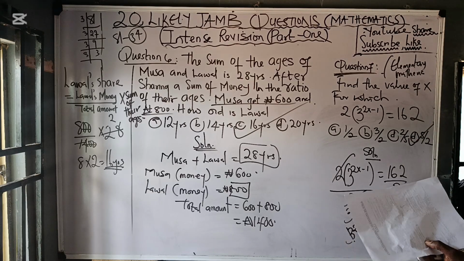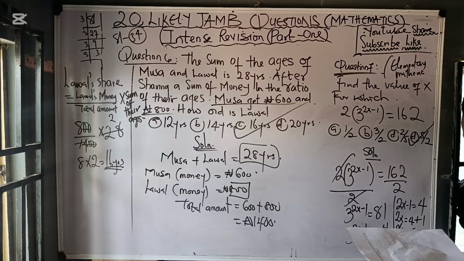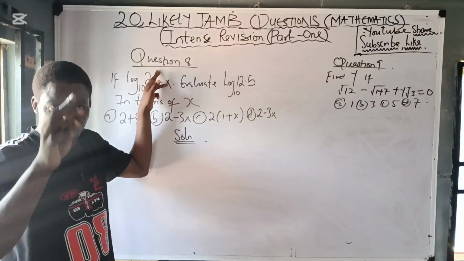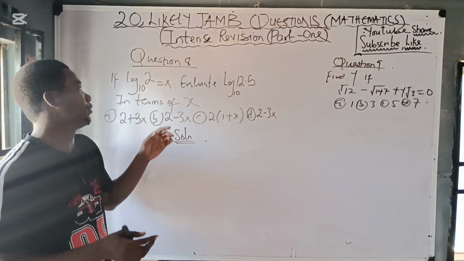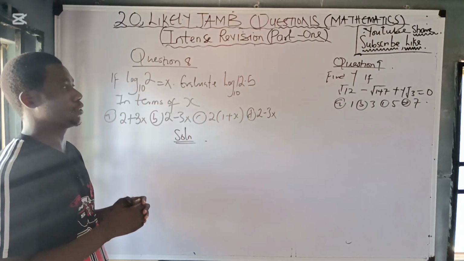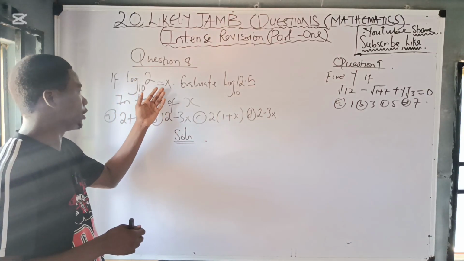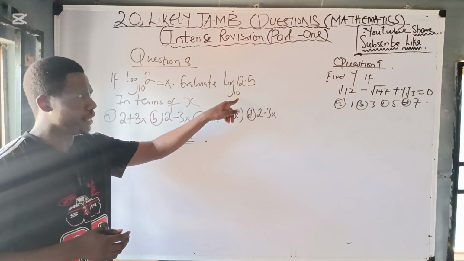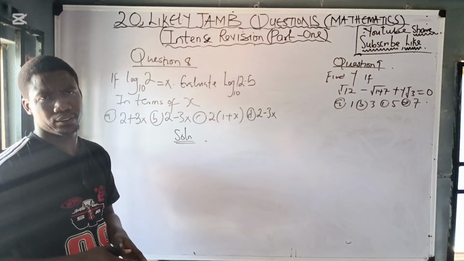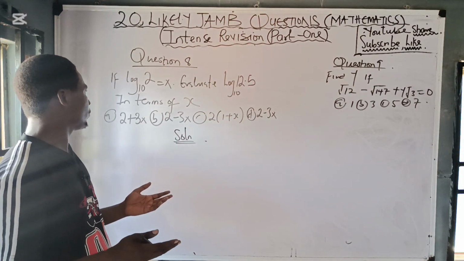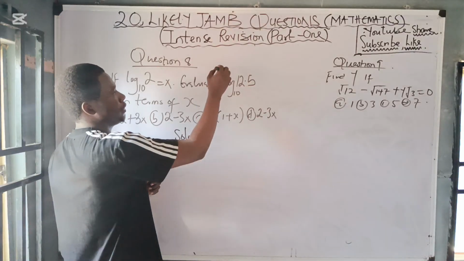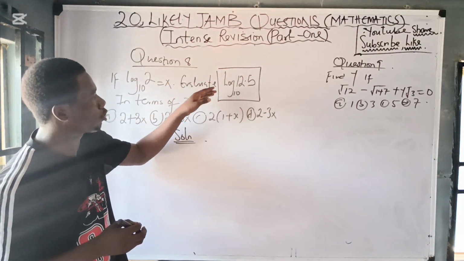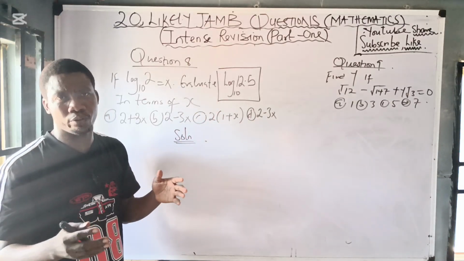What? D. So we are going to take question number 8 and 9. Let's do that quickly. Question number 8. Let's take this question. This question is from logarithm. Now, log 2 base 10 is equal to x. Evaluate log 12.5 base 10 in terms of x. Wow. Now, this should be what we are to evaluate. Yes, we are to evaluate log 12.5 base 10 in terms of x.